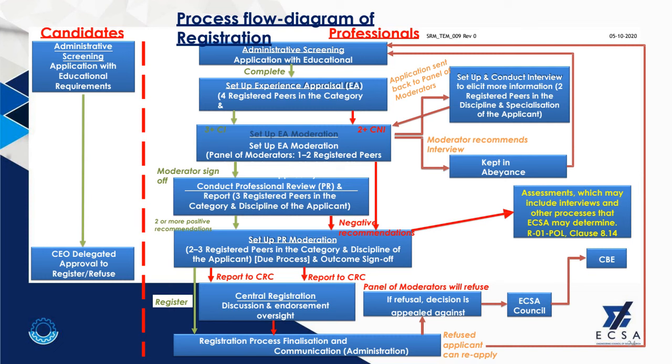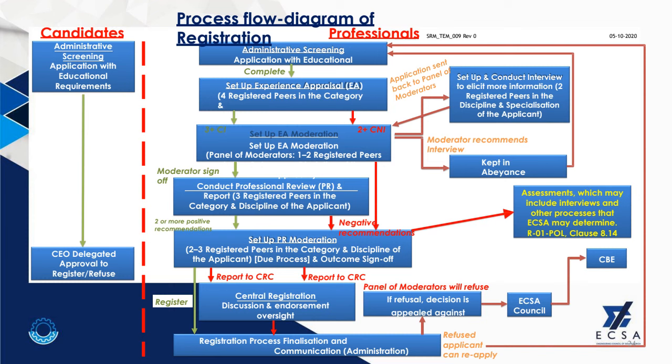it will be divided into four. It is sent to the virtual panel members, and those panel members do not know that they have got the application. They are called assessors, and then they will do the experience appraisal at that stage on paper. And then the ideal or the likelihood that can come is to say the applicant passed the experience appraisal, they may proceed to the next stage, which is the professional review.